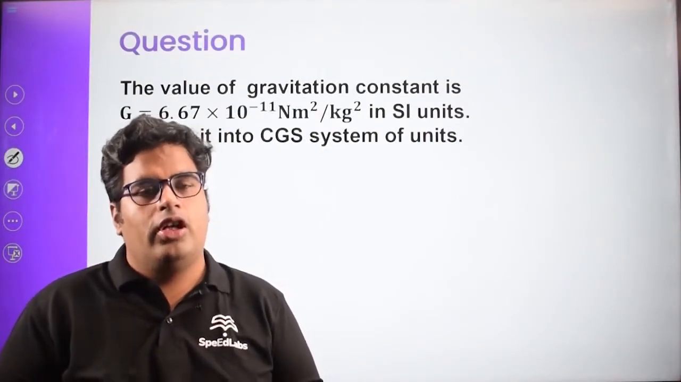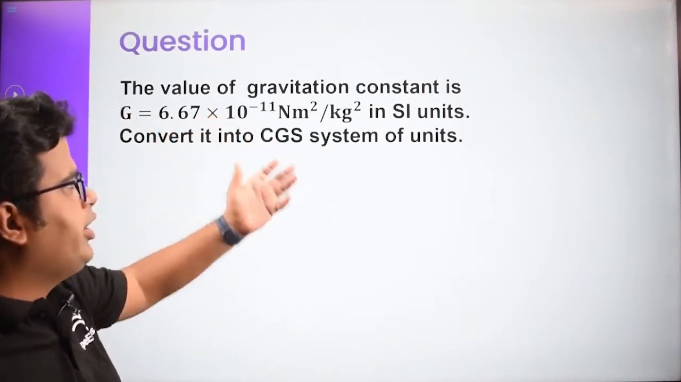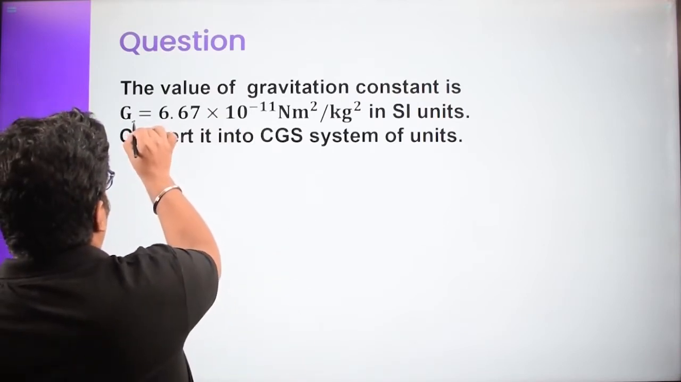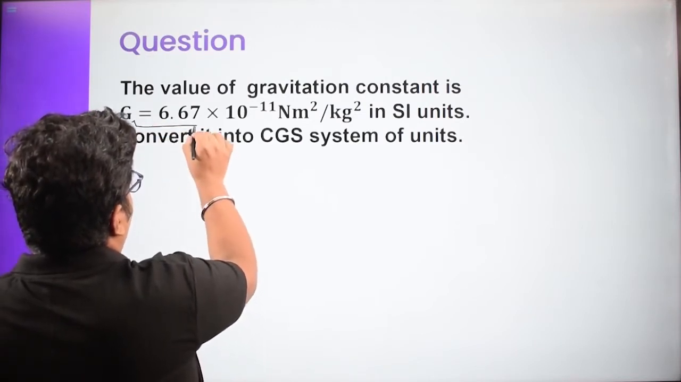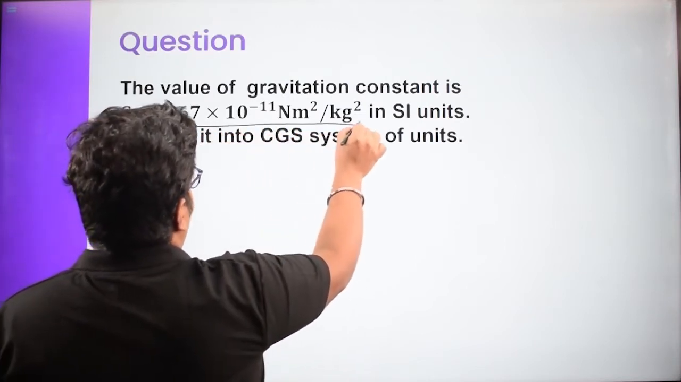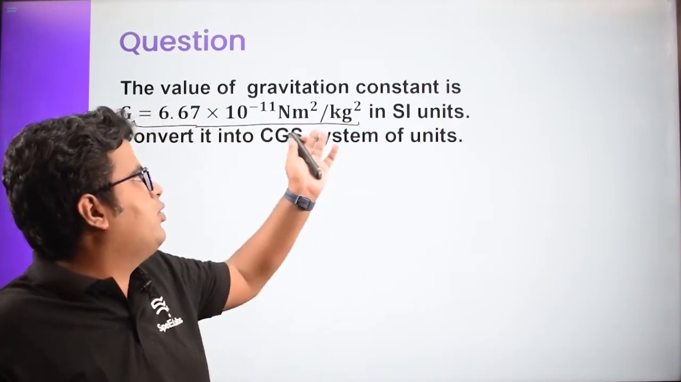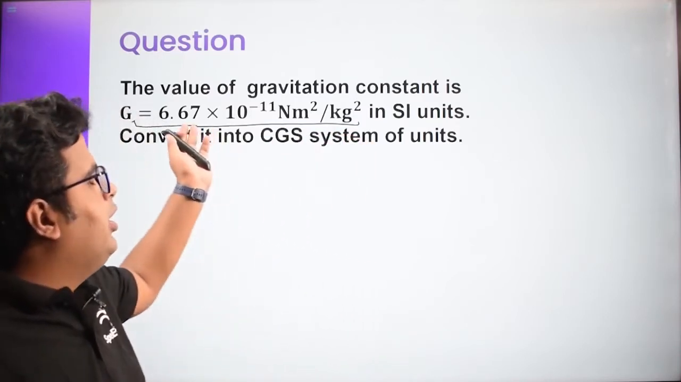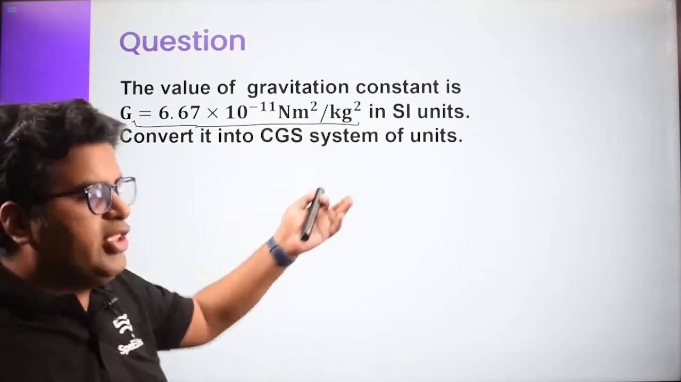Hello students, now we are going to see an important question. We have to convert the gravitational constant, which is given in SI units, that is capital G. The gravitational constant is given as 6.67 into 10 to the power minus 11, in Newton meter square per kg square, and we have to convert this SI unit system, because it's an MKS system, into a CGS system, right?